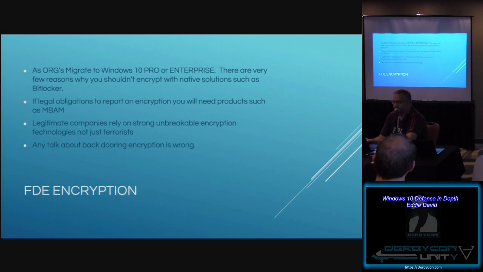As organizations migrate to Windows 10 Pro or Enterprise, there are other full disk encryption solutions out there, because I think organizations are going to be more adoptive of Windows 10 Pro since they've changed a lot of things that users just hated in that type of environment. BitLocker is natively available. If you have legal obligations to report on encryption, you're going to need products such as MBAM. There are other products out there like Landesk that can report on encryption statuses of devices. So if you have a legal obligation where you need to prove that that device was encrypted, you're going to have to add some other stuff into this mix as well.